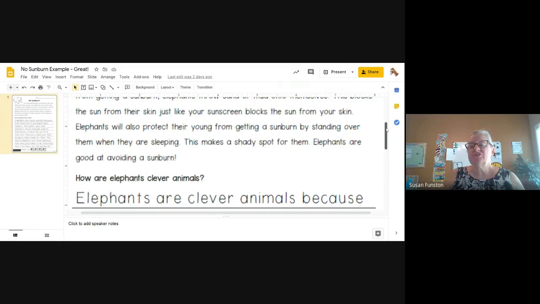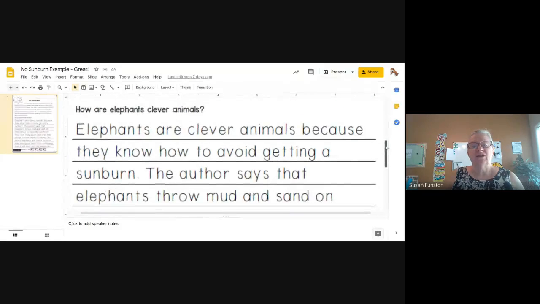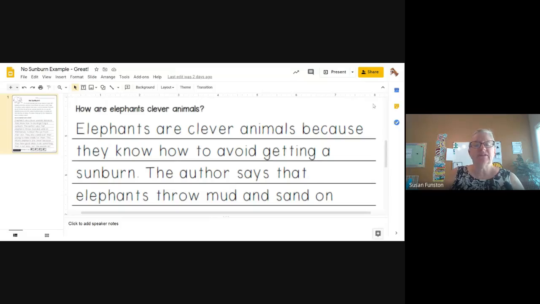So the question that we are asking is, how are elephants clever animals? So remember, the first thing we're going to do is our R, or restate our question. So let's see if this example did that. How are elephants clever animals? Did they change that to a statement? Elephants are clever animals because. Perfect. So they used those words and they changed it to a statement followed by because. So now here comes their A, or their answer. Because they know how to avoid getting a sunburn. So did they answer the question that was being asked? Yes, they did. That is a way that elephants are clever.